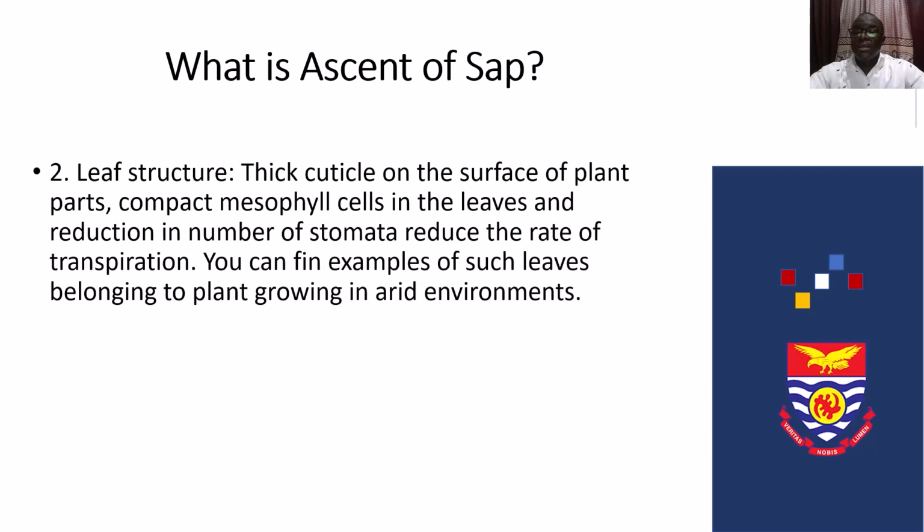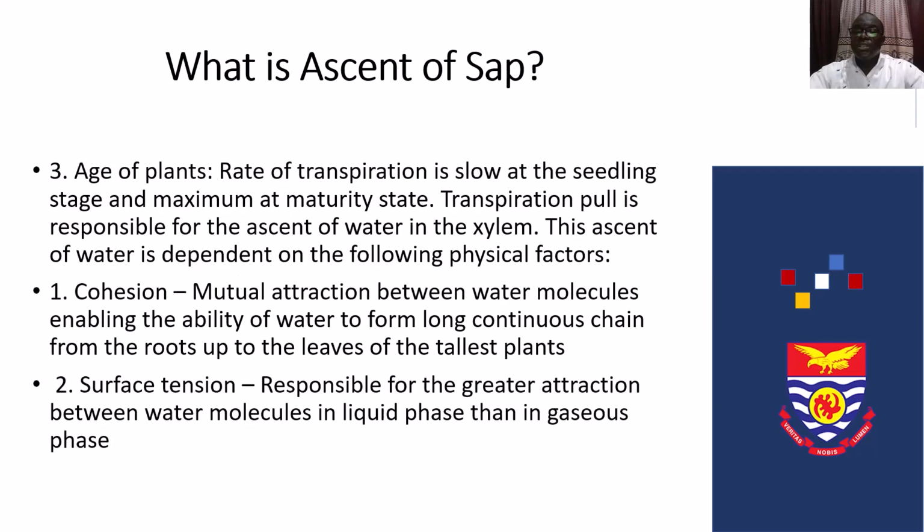Leaf structure: a thick cuticle on the surface of plant parts, compact mesophyll cells in the leaves, and a reduction in the number of stomata reduce the rate of transpiration. You can find examples of such leaves belonging to plants growing in arid environments. Age of plants: the rate of transpiration is slow at the seedling stage and maximum at the maturity stage.